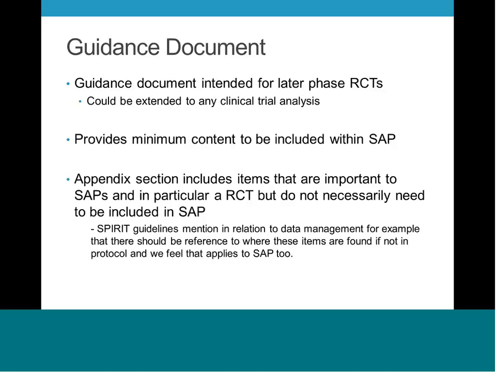So the guidance document is intended for later phase RCTs, but it could be extended to any clinical trial analysis. It provides the minimum content to be included within a SAP, and the appendix section includes items that are important to SAPs and in particular an RCT, but do not necessarily need to be included in a SAP. And this stems from the SPIRIT guidelines, which mention that in relation to data management, for example, that they should be referenced to where these items are found, if not in the protocol, and we feel that applies to the SAP too. So if it's not in the protocol or the SAP, then where is it?